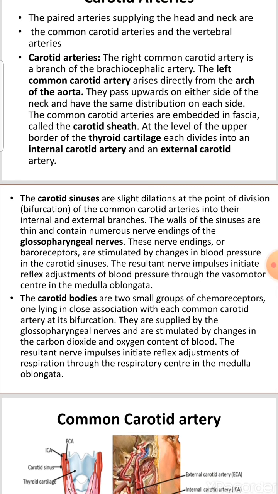Now, if we talk about the carotid body, stimulation of the carotid body due to decreased content of oxygen produces a rise in blood pressure and heart rate, and changes in the rate of respiration, and these adjustments in the respiratory center located in the medulla are made through nerve impulses.